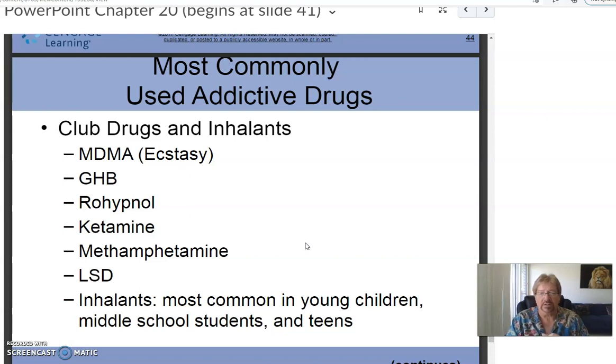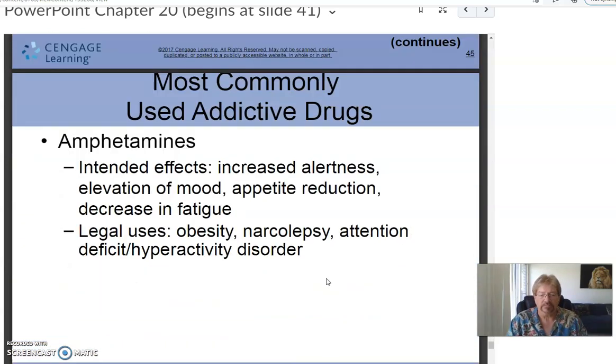I'm assuming they mean like sniffing glue and things like that. That's wild that a middle school kid would be doing that, but I guess so.